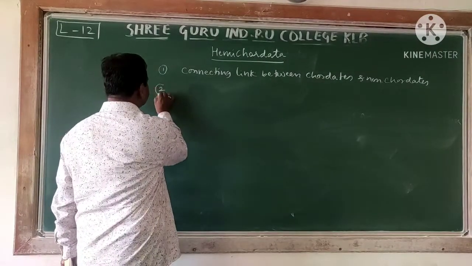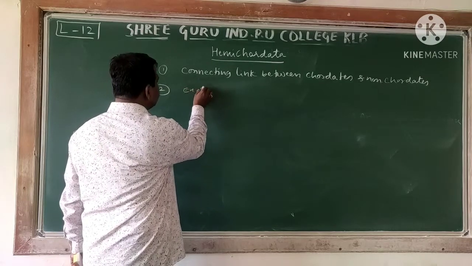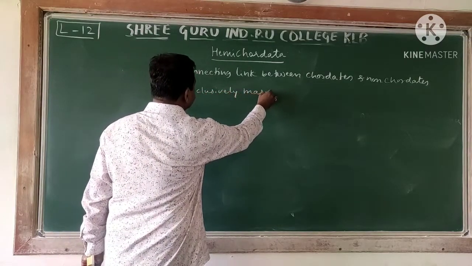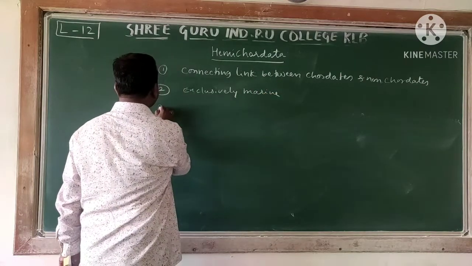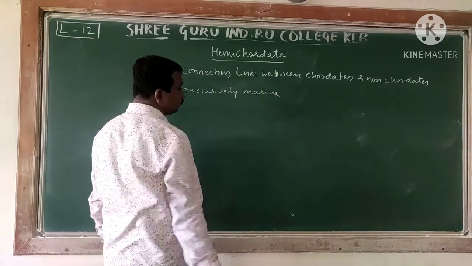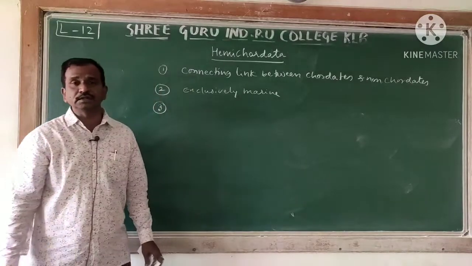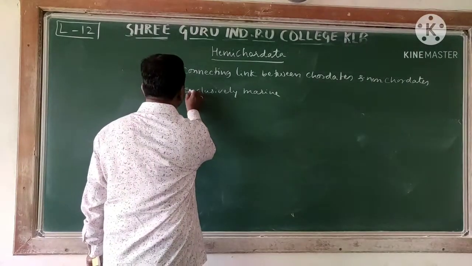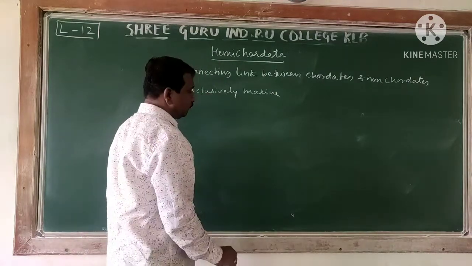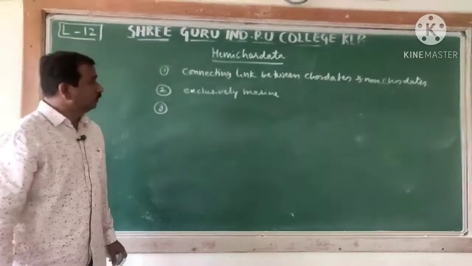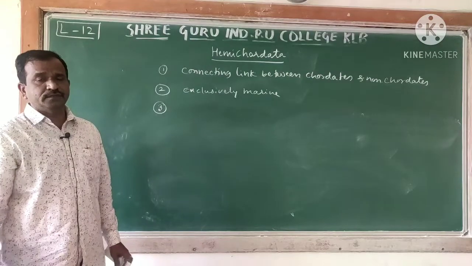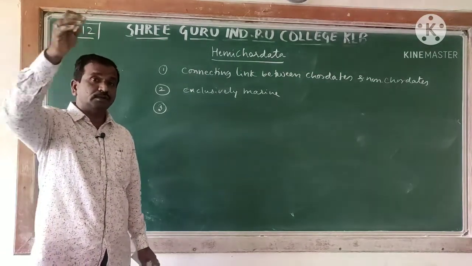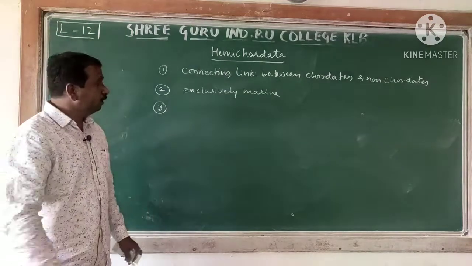The second one is exclusively marine. Exclusively marine means they are present only in sea water. Next, the very important character we are observing, the third character, is the same as what we have observed right from Aschelminthes. What do we write?